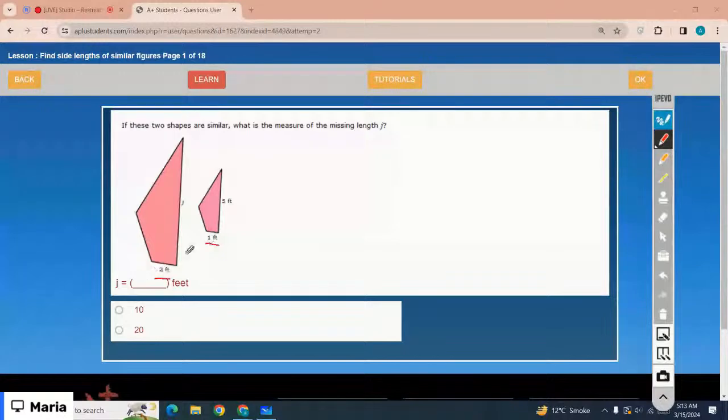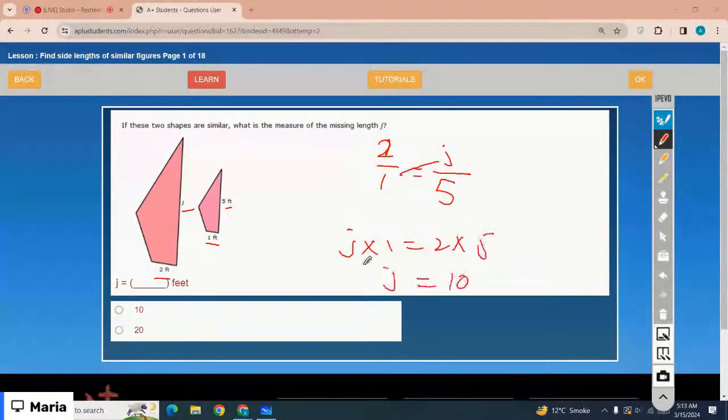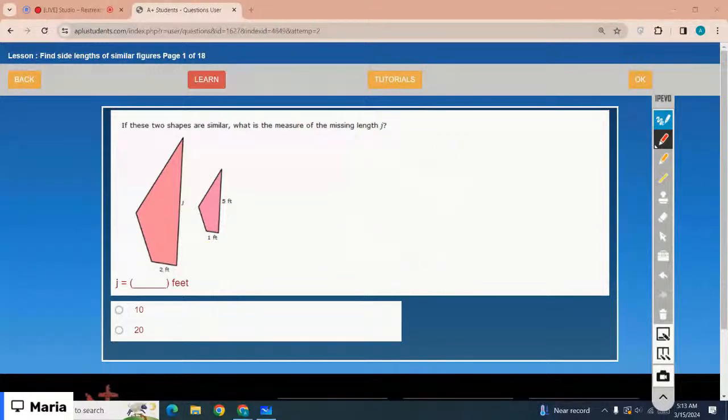You can do 2 divided by 1, and they are similar, so J divided by 5, right? So just cross multiply, that is J times 1 and 2 times 5. So J equals 10. That means the missing side length is 10. Got it? J equals 10. The correct option is 10.